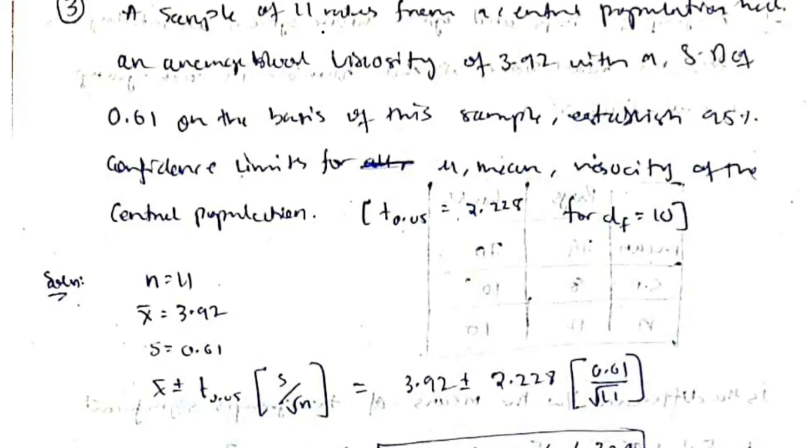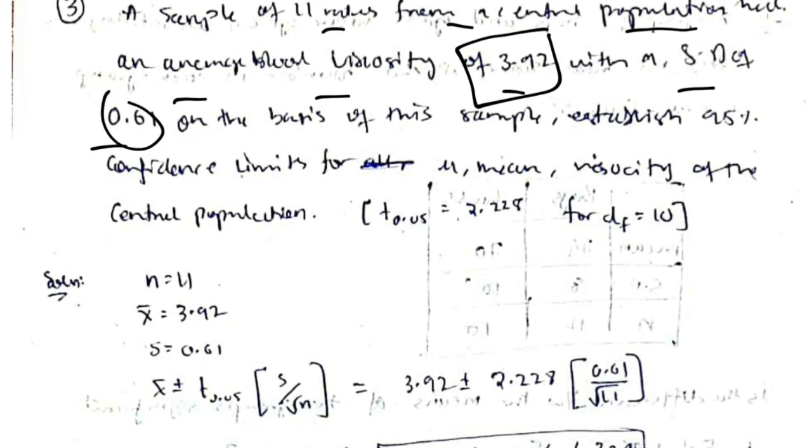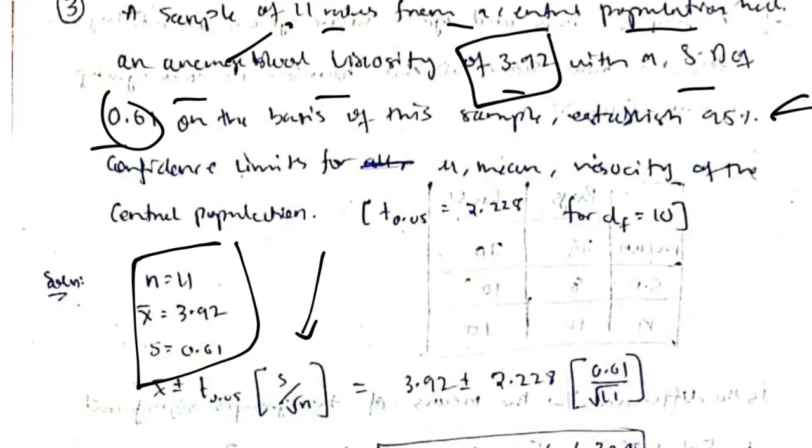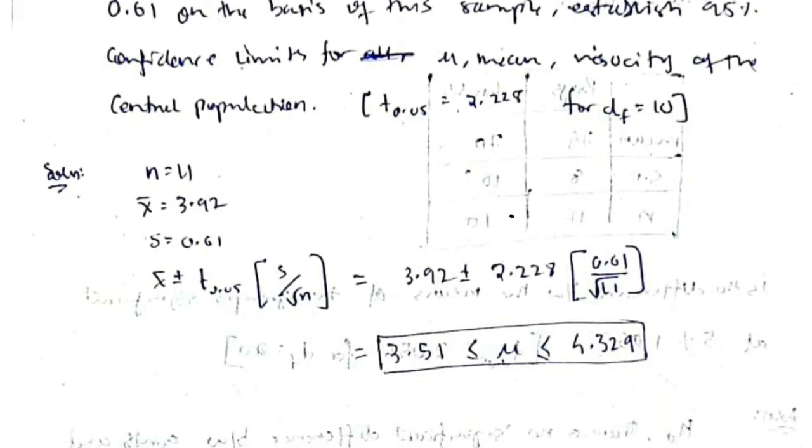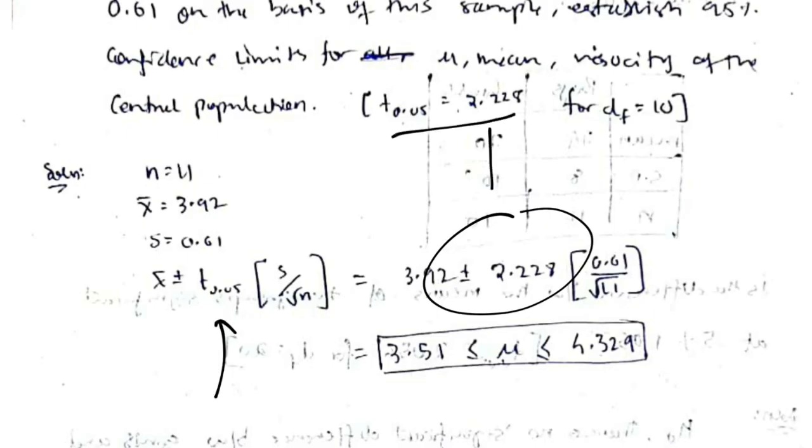See here, a sample of 11 rats from a central population has an average blood viscosity of 3.92 and SD is also given to us. See, this is the average, which is x bar, and the SD is also given, which is 0.61. We have to establish for 95%. Okay, and 11 samples, so n is also given as 11. We'll be writing these three values and substituting back in the main formula, and then we get the answer for t of 0.05. Okay, t of 0.05 is given here.